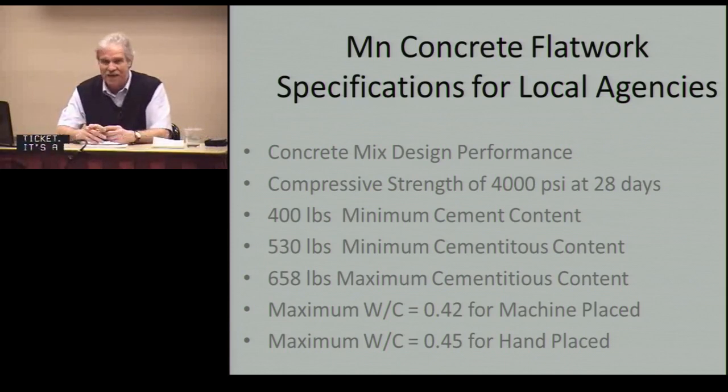We're going to continue with the old A mix that the Minnesota DOT has used for 40, 50 years with 400 pounds of minimum cement, 530 pounds of total cementitious content, which is roughly 130 pounds of fly ash and 400 pounds of cement as a minimum. And then we controlled it by a maximum 658 pounds of total cementitious. We set the water cement ratios at a maximum of 0.42 for machine placed and 0.45 for hand placed concrete.